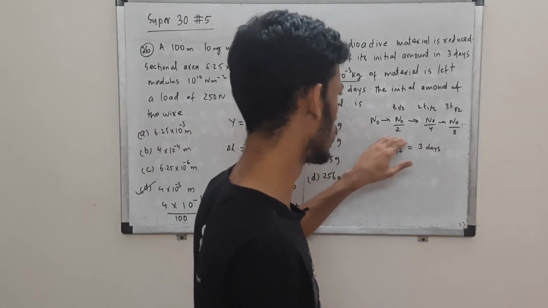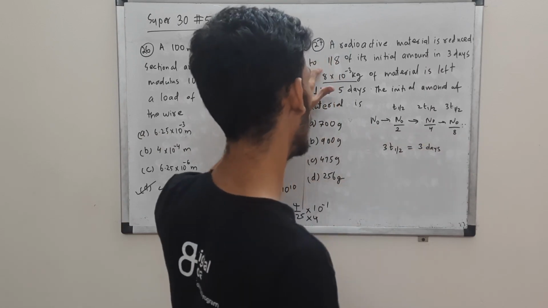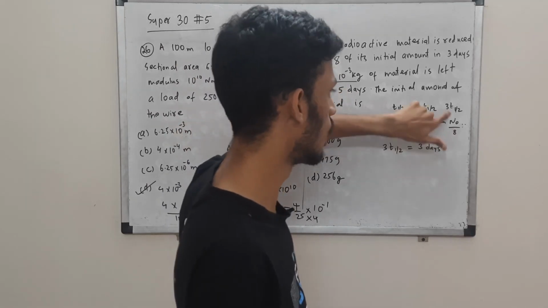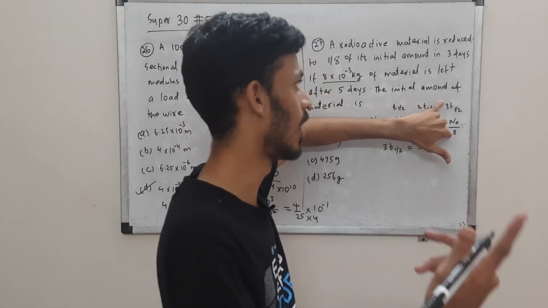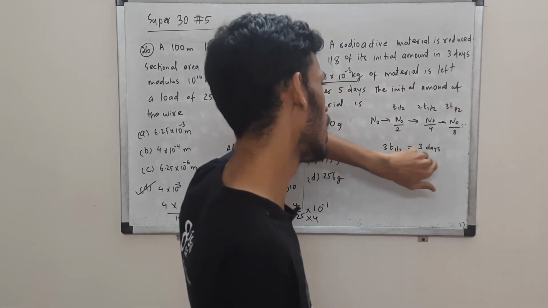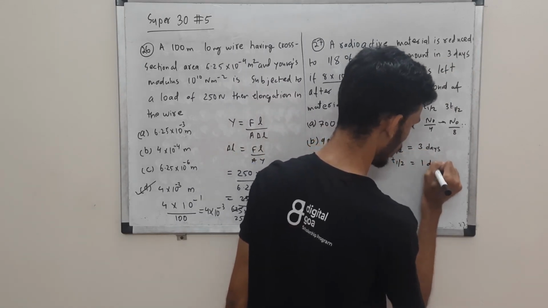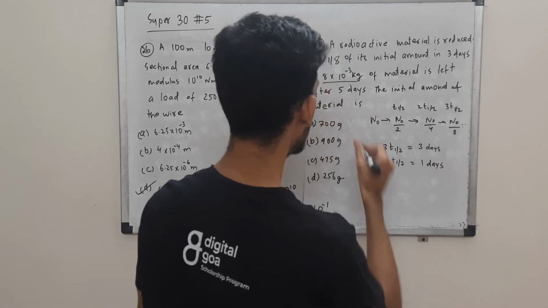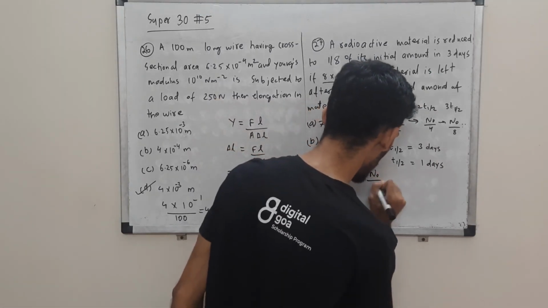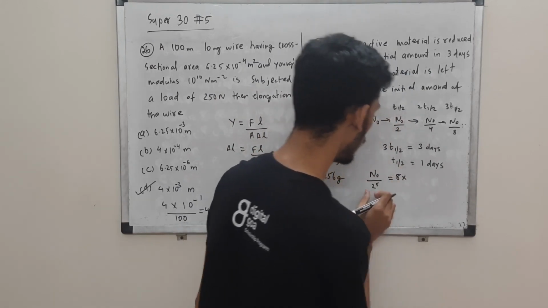So after sequential half-lives, I've written the concentration. They have told that it becomes 1/8. I know it is a multiple of 2, that's why I'm using this logic. So 1/8 it will become after 3 half-lives, and here they have given it as 3 days. So 3 half-lives equal 3 days, or one half-life will be 1 day, right? And they have told us in 5 days the concentration is this. So N0 by 2 to the power 5 is this, because this is after 5 half-lives.